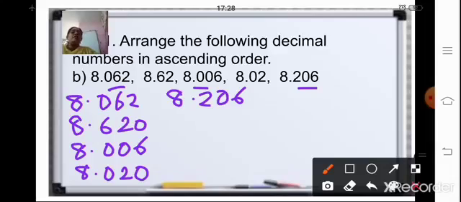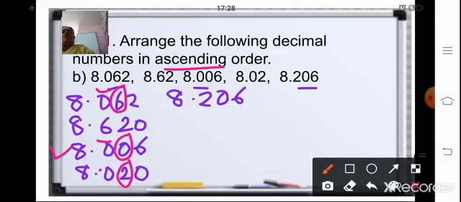Okay. Now first we compare the numbers in the integral part. The integral part is the same, that is 8. So we will compare the number in the 10th digit. Now in the 10th digit you have 0 here, 0 here, 0, okay, 3 numbers with 0 in the 10th place. So we will take the next digit, that is, the 100th place. So 6, 0 and then 2. Now as we have to arrange in ascending order, we will take the smaller decimal number first. So that is 8.006.